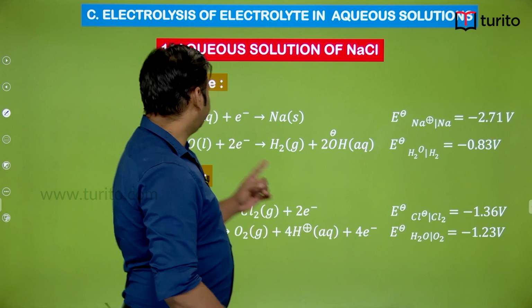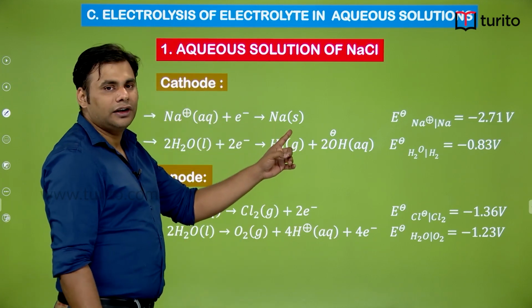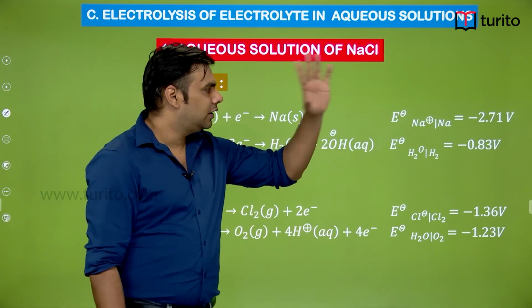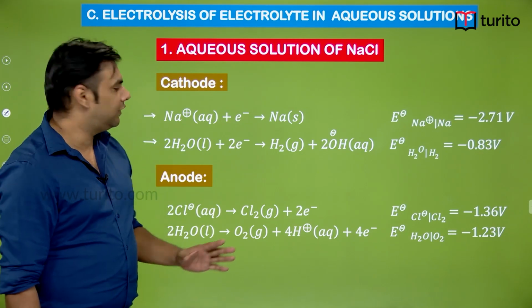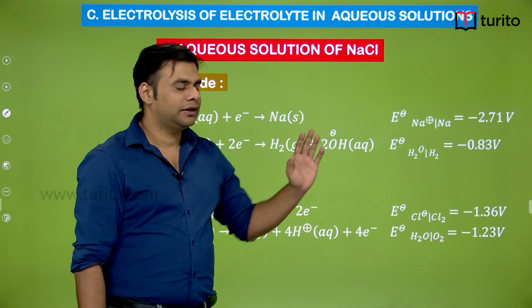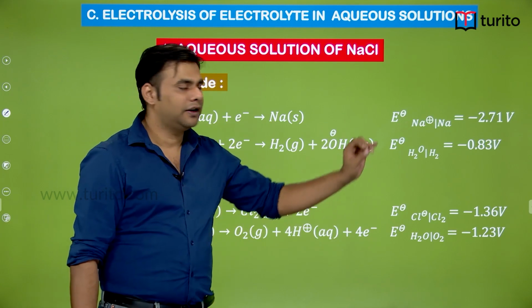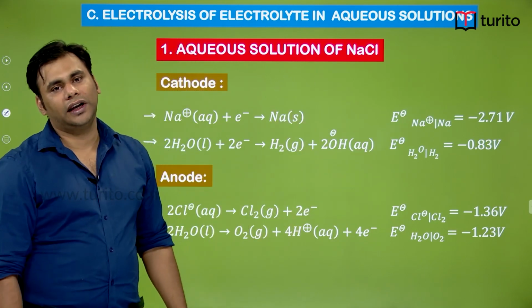When Na+ undergoes reduction, it forms solid sodium. We know that the reduction potential is minus 2.71. When water undergoes reduction, it gives hydrogen plus OH-. The reduction potential is minus 0.83.